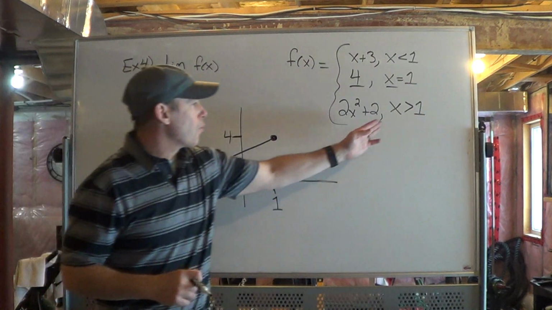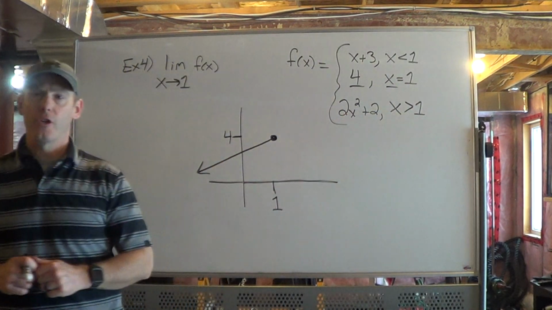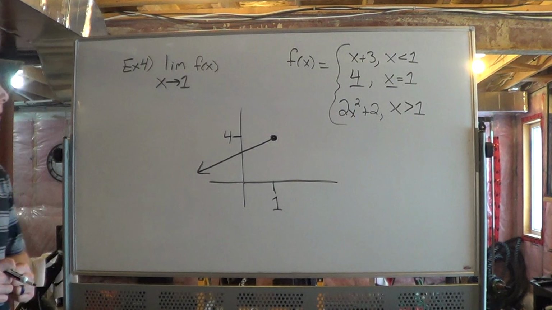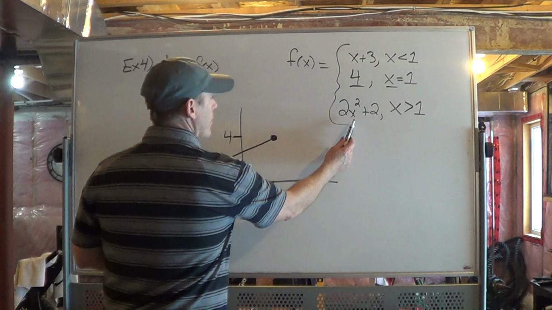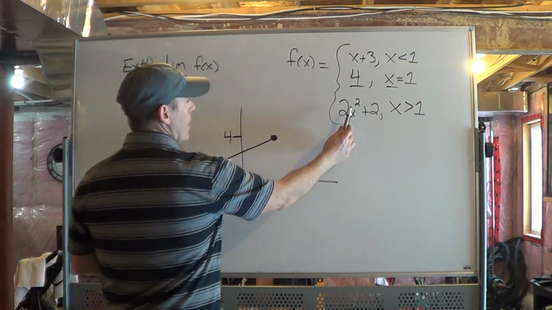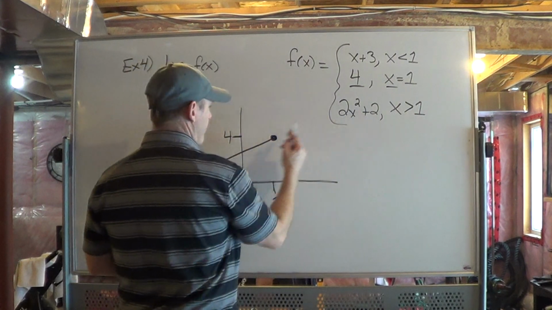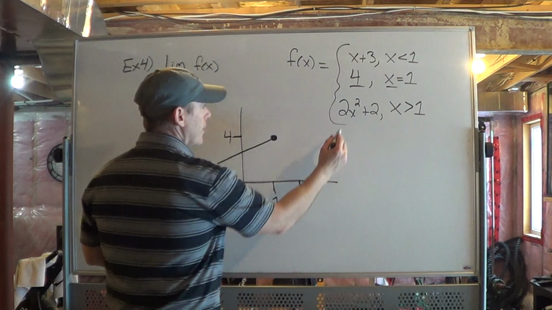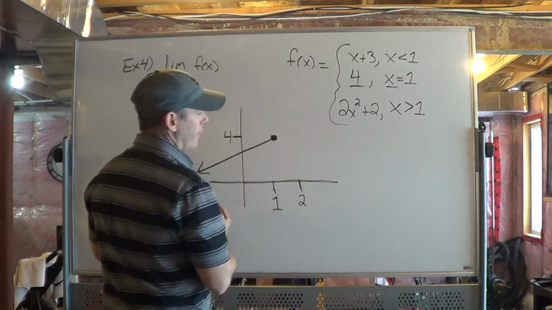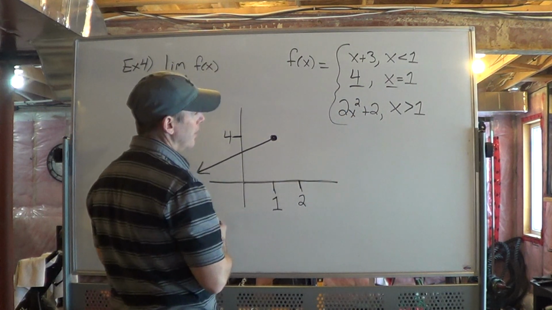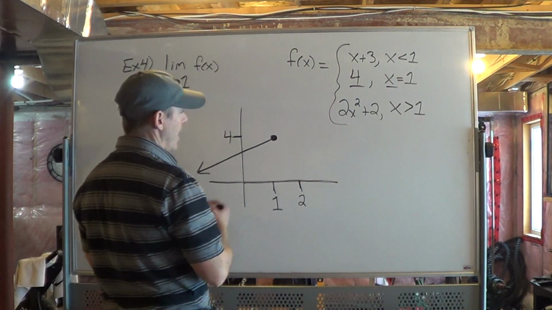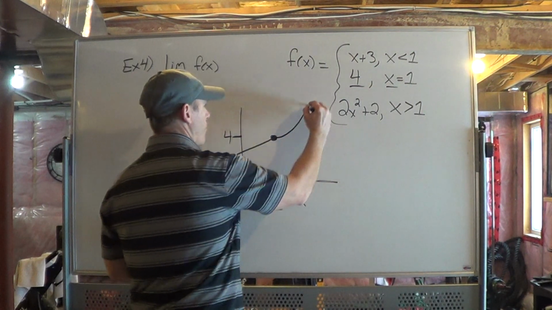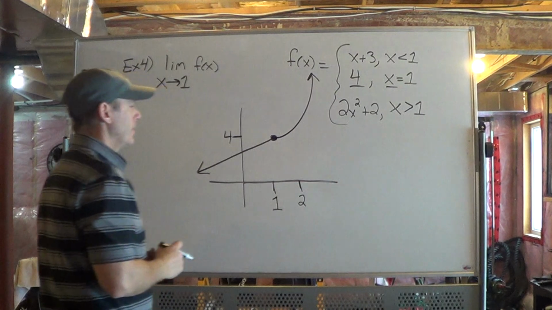And now when x is greater than 1, we have the function 2x squared plus 2. Well, I'll put a 1 in here. Let's see. 1 squared is 1. Times 2 is 2. Plus 2 is 4. Okay. What about like a 2? So 2 squared is 4. Whoa. Times 2 is 8. Plus 2 is 10. So this thing is going to go way up there.